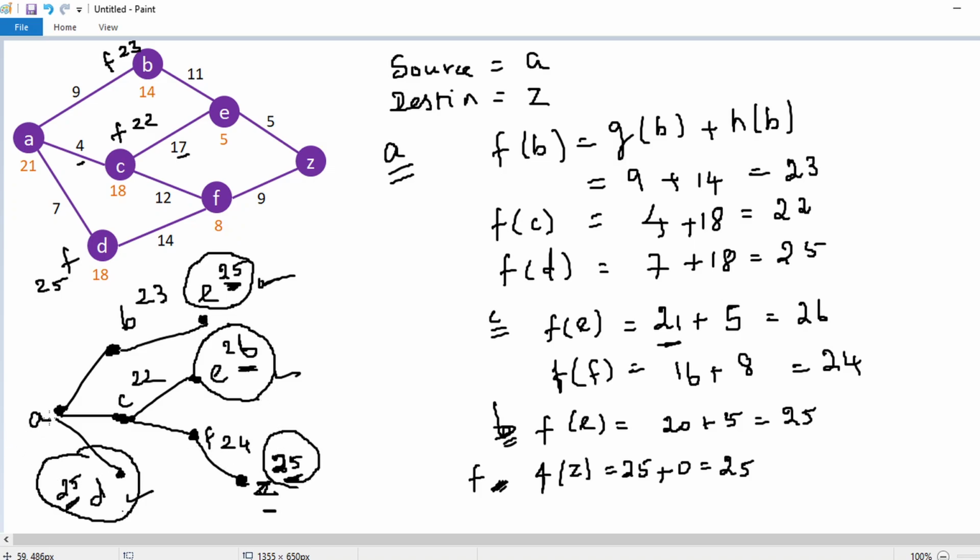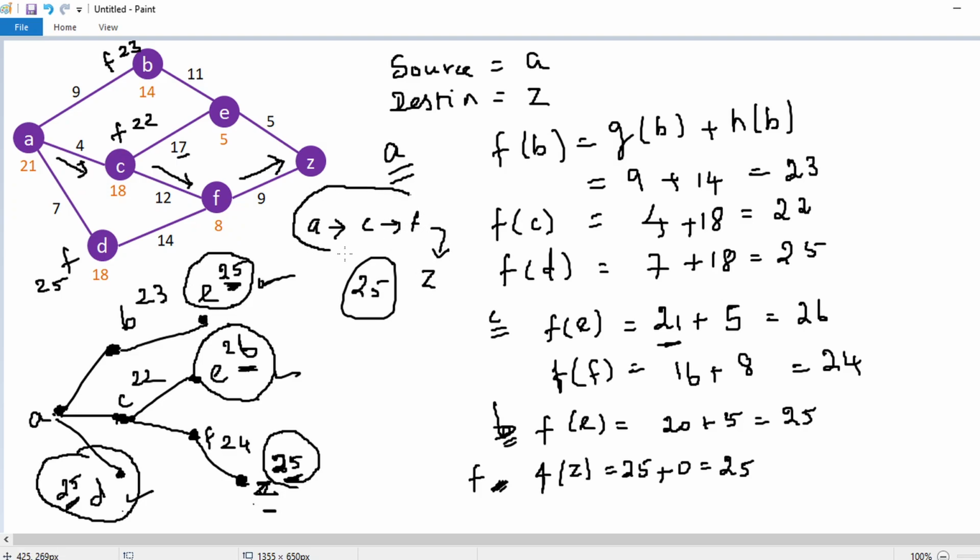So I'm fixing A to C, C to F, F to Z. So the shortest path is you can go from A to C, C to F, and F to Z. This is the shortest path. So 4 plus 12, 16, 16 plus 9, 25. So we are able to get a 25. Okay, so this path is A to C, C to F, F to Z. So now we got an optimal path. The search algorithm finds the optimal path.